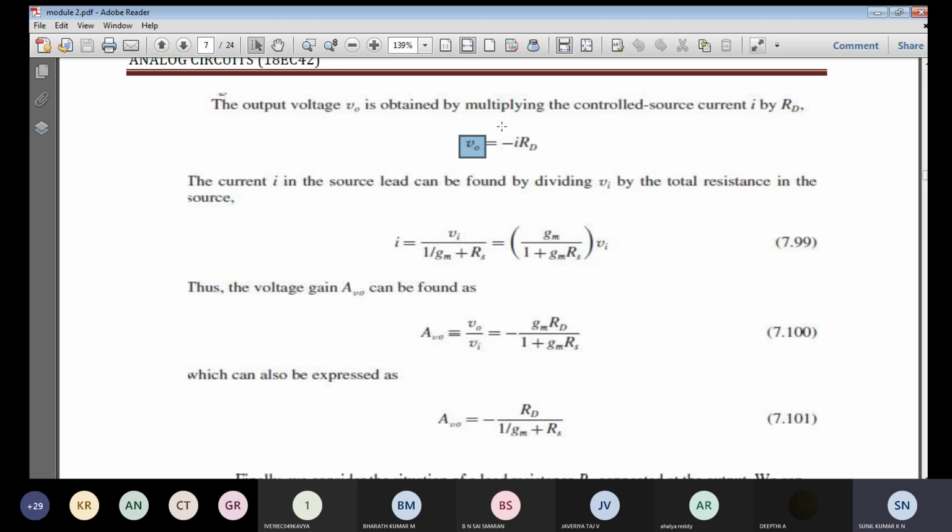V0 is equal to minus I into RD. What is I? I is given as this. Multiplying this with RD gives the value of V0, so we get GM into RD divided by 1 plus GM into RS. Dividing by VI, VI gets cancelled, and this is the expression you get. If we carefully look at this expression, without source resistance the open circuit voltage gain was just equal to minus GM into RD.